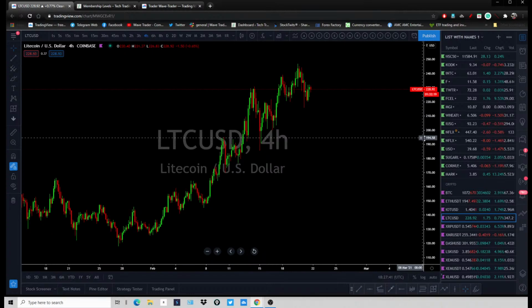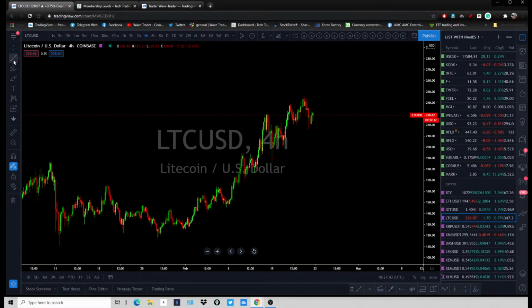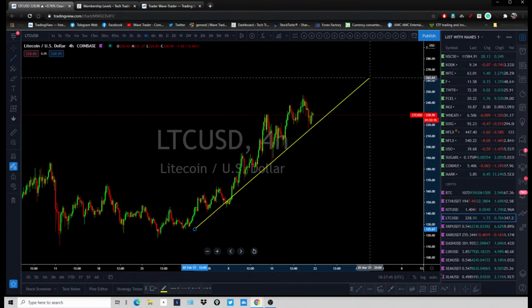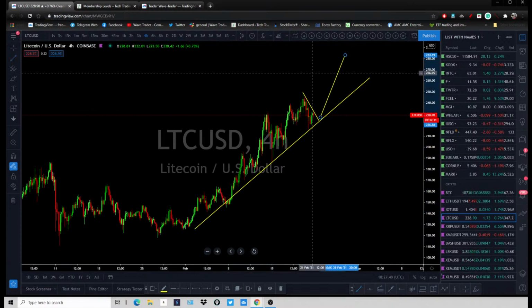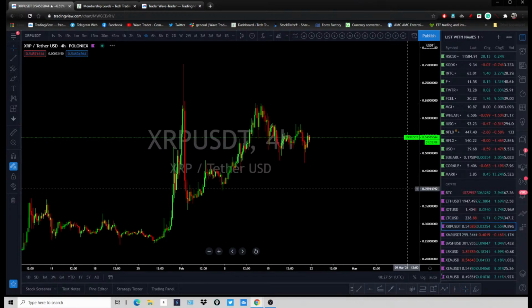So Litecoin is also the same. Litecoin also has a potential to push much higher. So stay trending. Correction and trending. Corrections can get bigger, so understand that. Ripple also has a potential.